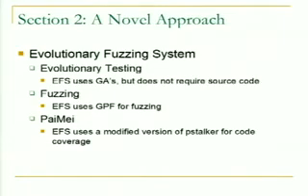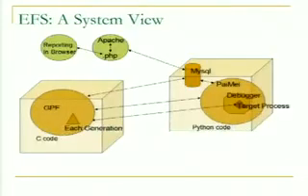We're done with that. Now we're on section 2, which is how does the system actually go to work? It takes evolutionary testing and fuzzing, a previous tool I wrote called GPF, and leverages PaiMei and Pstalker, and Python, and all that good stuff. And here's the system view.